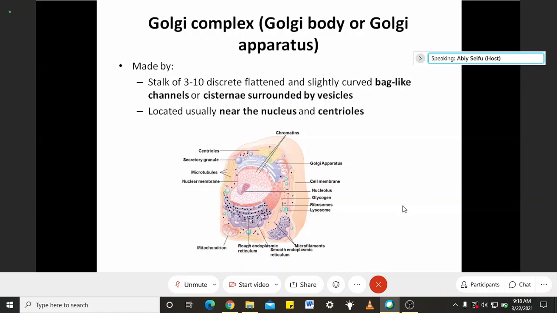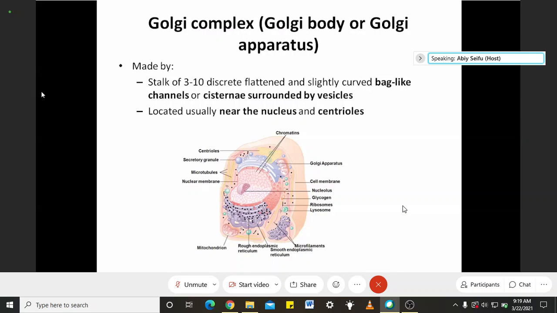This time the channels are not the type of tubular structures, unlike in the endoplasmic reticulum. Instead, they are flattened and sac or bag-like structures, like this one. This is what the Golgi apparatus looks like. It is made by transversely running, flattened, sac-like membranes, which again have cisternae. Cisternae means nothing but the interior, the space within the membrane.